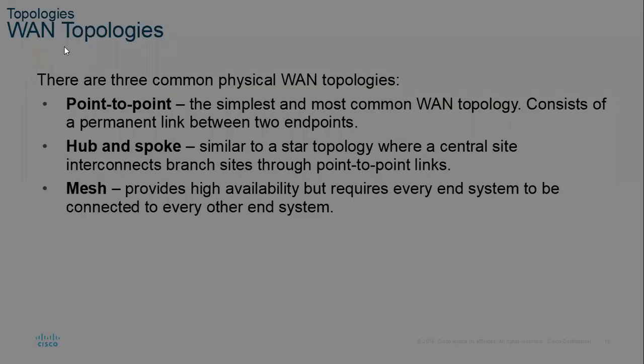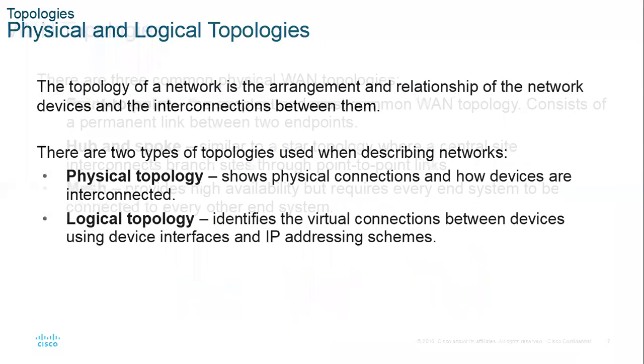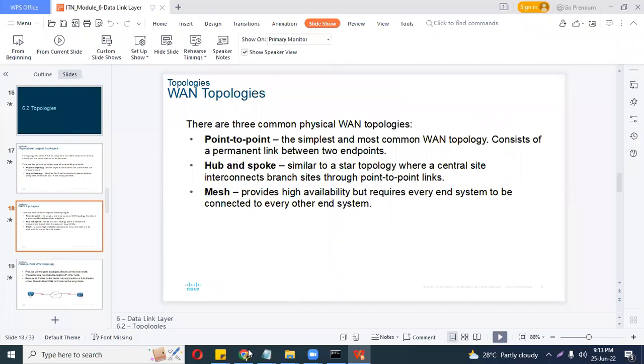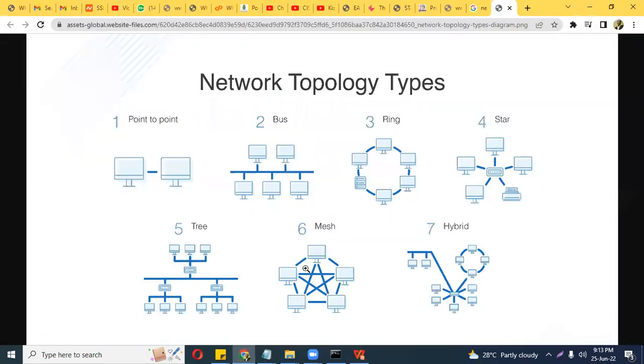So you have point to point, like I explained earlier, just 2 points. Then hub and spoke is similar to a star topology. Then you have mesh. Mesh is most of the time used at enterprise level where you want redundancy, so that I'm connecting these 5 systems.